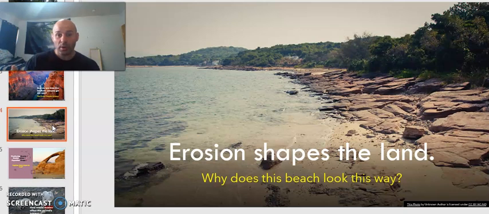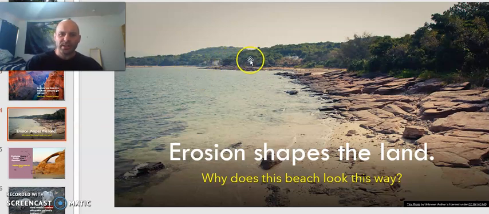So take a look at this beach here. Why does this beach look the way it does? Can you see where the force of the water might have changed the land over time?